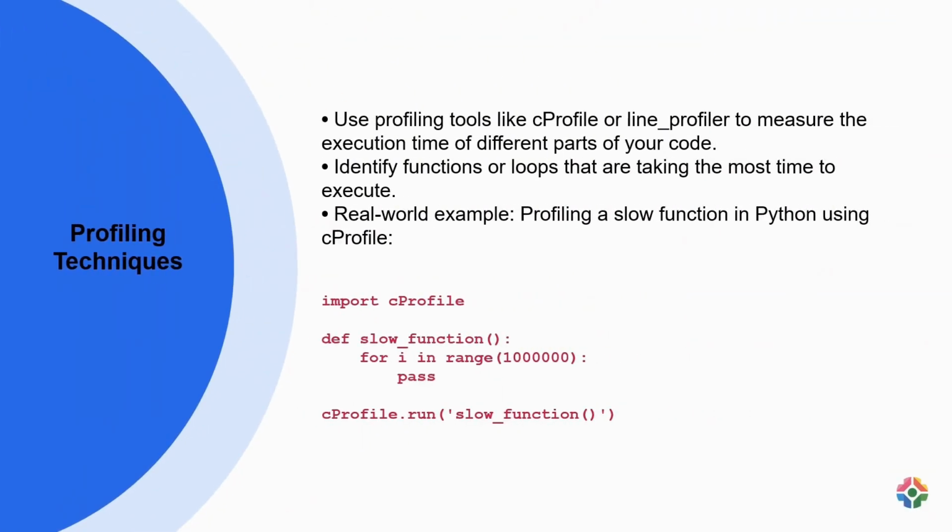Profiling tools such as cProfile and Line Profiler help measure code execution times. By using these tools, you can pinpoint functions or loops that are causing delays in your code. For instance, if you have a slow function in Python like the one provided, which iterates over 1,000,000 times, using cProfile can show you the time consumption of that specific function. This can aid in identifying areas where optimization is needed to improve the overall performance of your code.